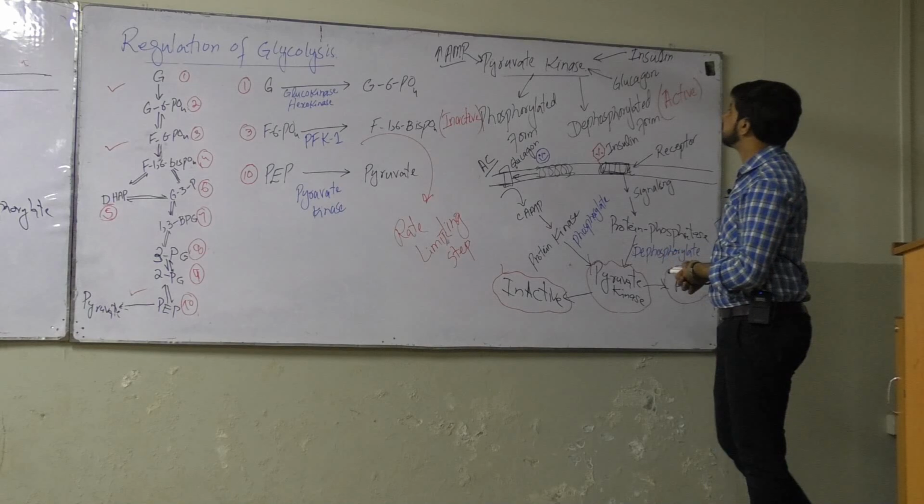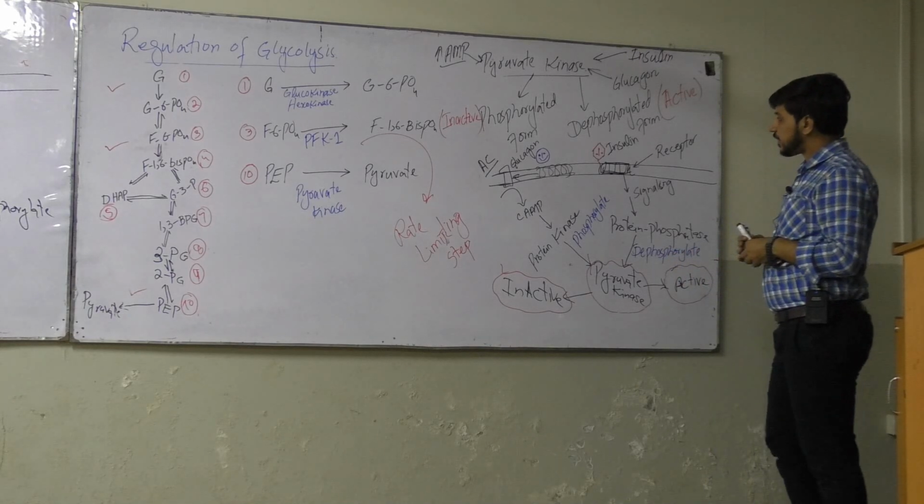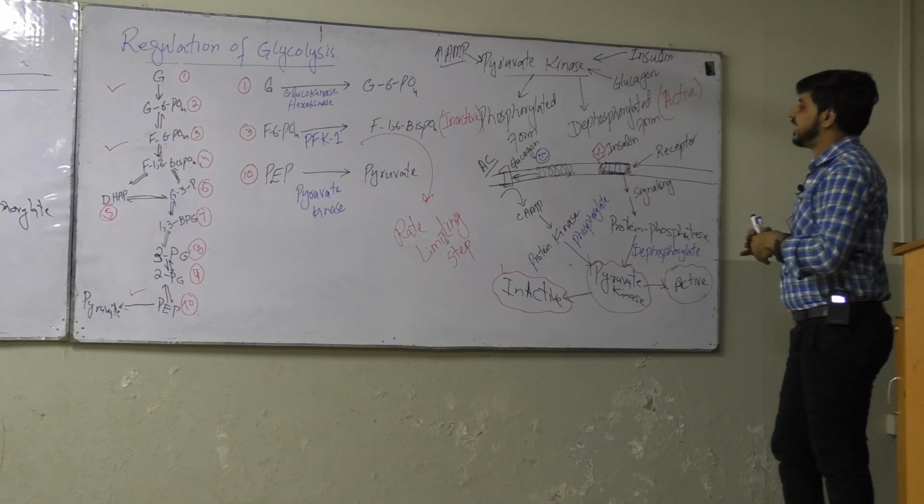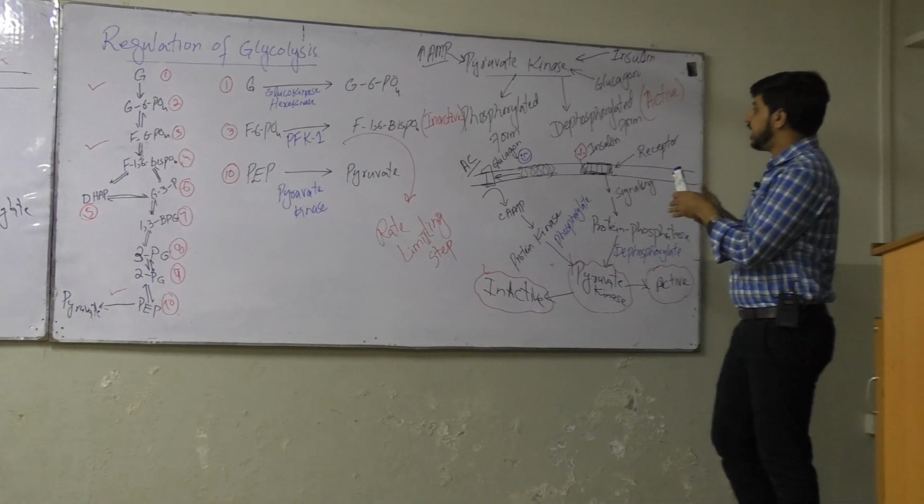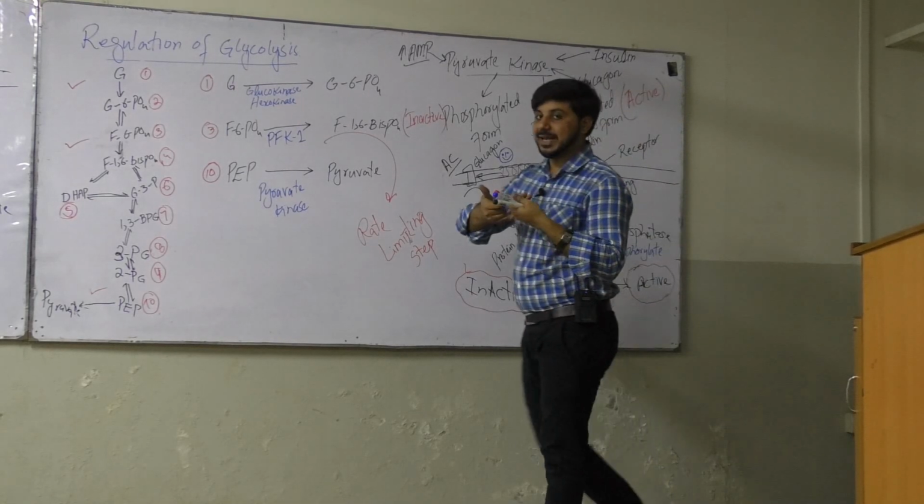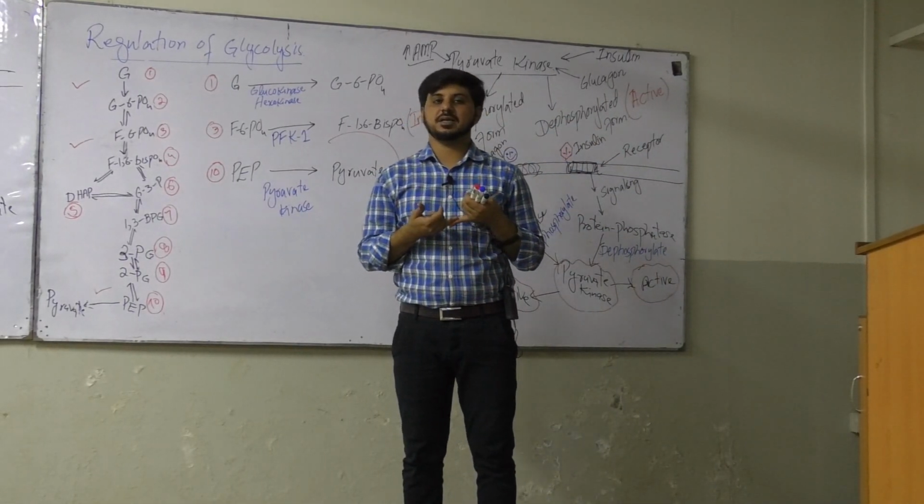And the last thing about the pyruvate kinase is that it is very significant. Why significant? Because clinically, it can cause anemia. That we will discuss in the next lecture.